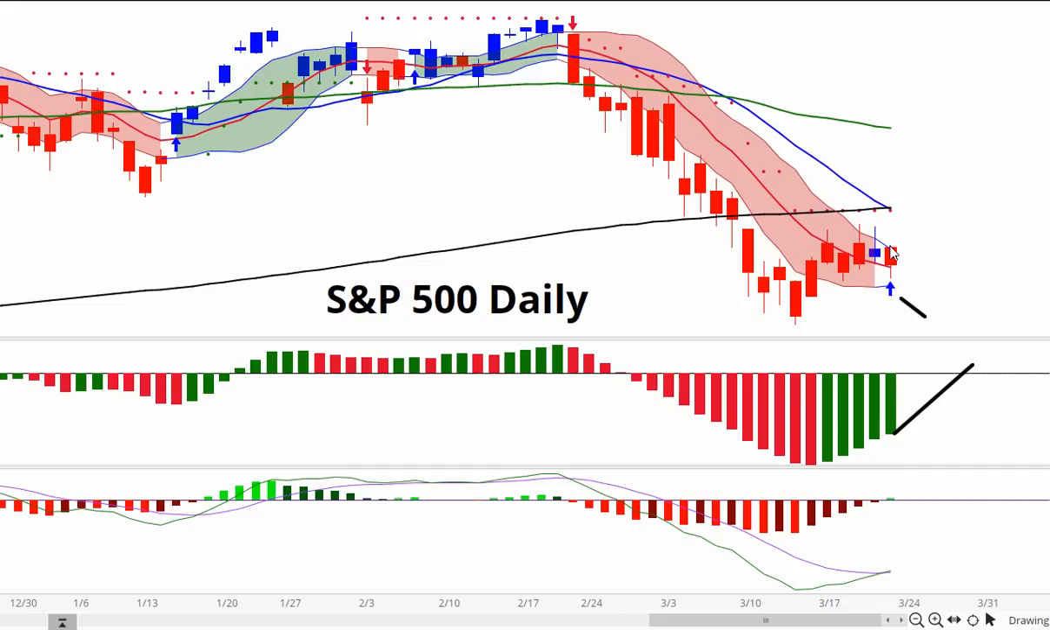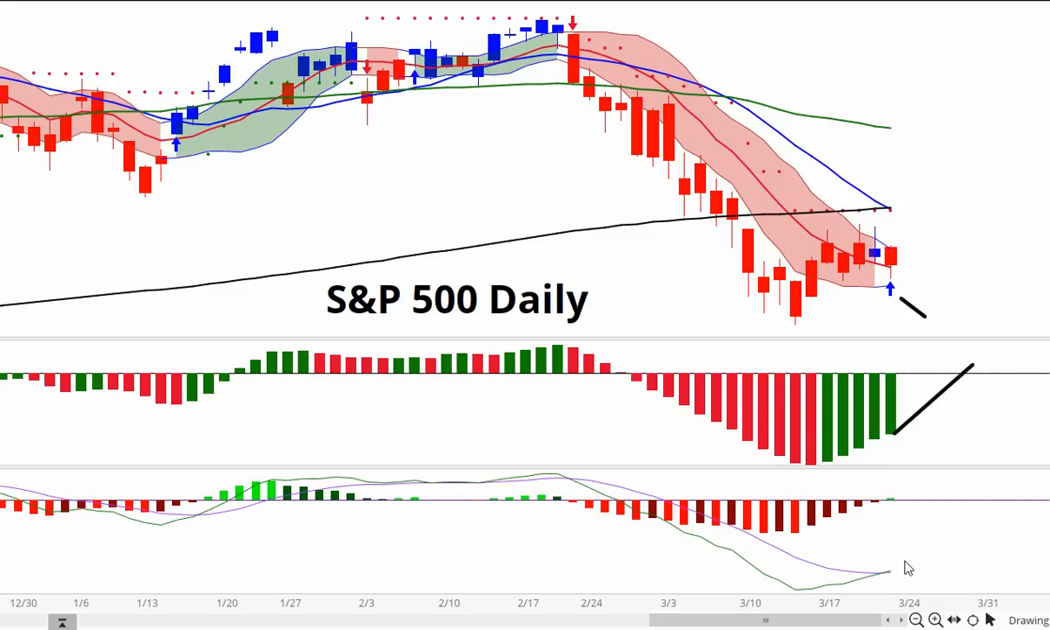We closed above the cloud here. And that's flipping the cloud. It will flip the cloud back to green on Monday. That's why we had the white space there, because now the cloud is going to change colors. So the question now is, can we get back above the 200-period moving average, or do we end up getting this divergence? So we'll be watching.